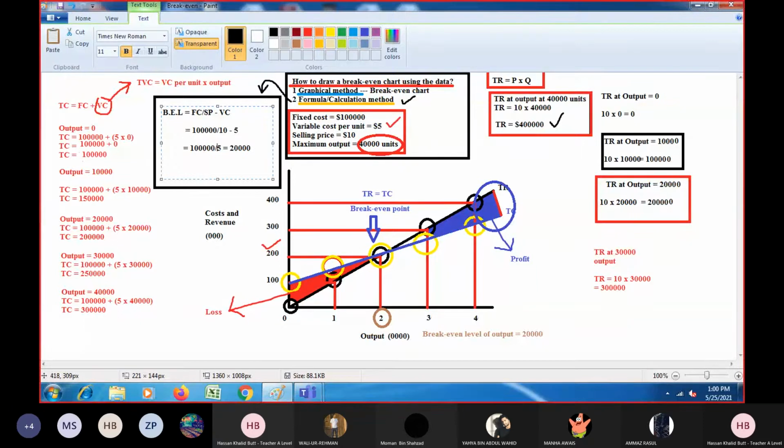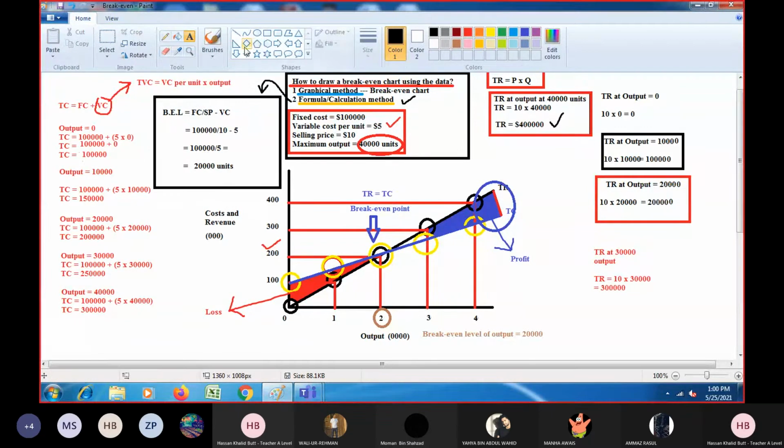Let me just drag it a bit there. 20,000, right? Now you can see this is 20,000 units. If the business produces 20,000 units, the business will be able to achieve the break even. They will be able to cover all their costs with the revenue they will get. Now let me use a color. Now 20,000 is the break even level of output, right?